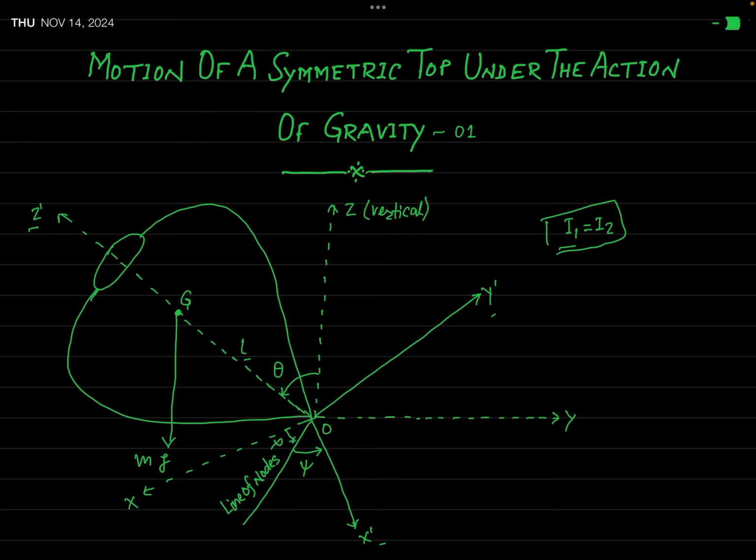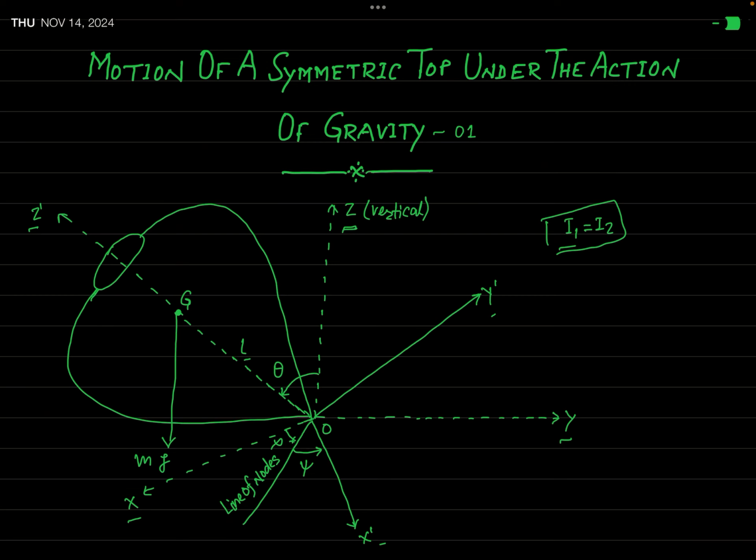Now, we also consider here the body set of axes. You can see this x-axis, y-axis, and this z-axis. These are the space set of axes, or you can say these are the fixed set of axes. Okay? And you can see that actually the x and y axes are in the horizontal plane, and this z axis is in vertical direction.